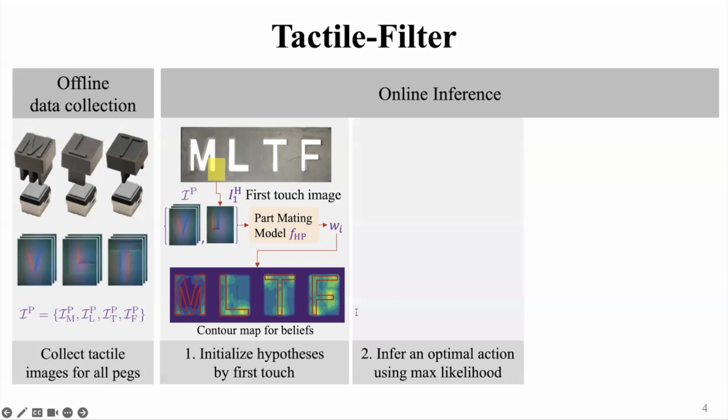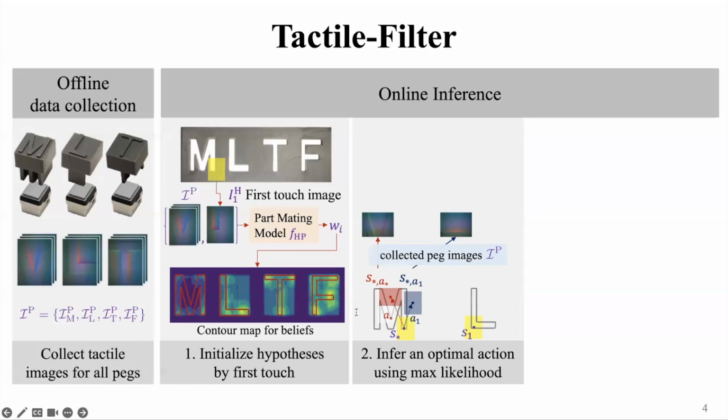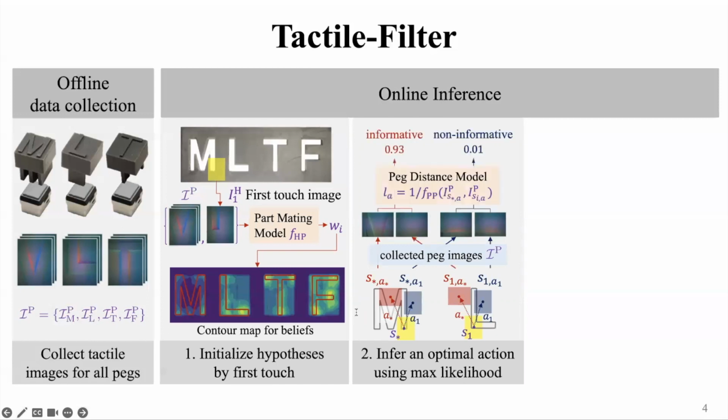In the second step, we infer an optimal action that maximally disambiguates the current hypothesis. To do that, we sample the most probable particle, apply a possible action to the sampled particle, and get the peg images using the previously collected dataset. We do the same procedure to all the other particles to obtain images after applying actions, and then calculate the likelihood by measuring the distance between the peg images of the sampled particle and the other particles, and select an action that maximizes the likelihood, resulting in the most distinctive action.